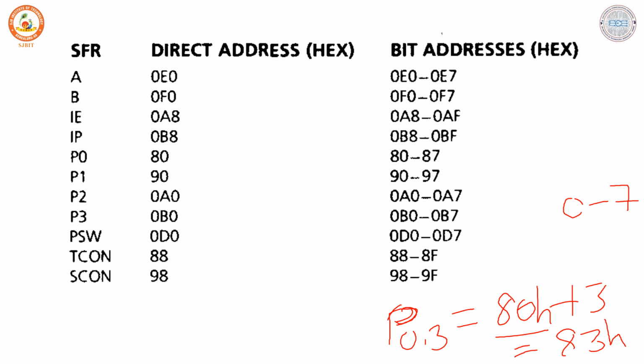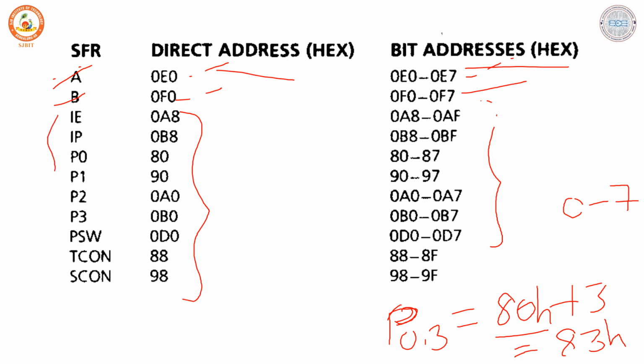So the specific bit will be pointed, and note that the address of the least significant bit is the same as the byte address. Some of the special function registers with the direct address and the bit address are mentioned in the table. The A register has direct address E0 and bit addresses E0 to E7. Similarly, the B register has address F0 and bit addresses F0 to F7. Likewise, we have mentioned all the direct addresses of the special function registers.